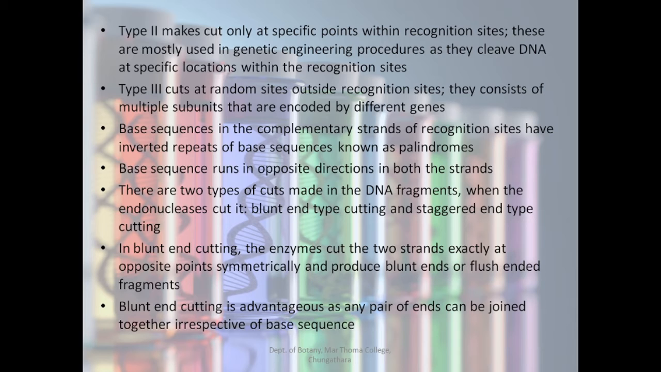As we discussed earlier, there are two types of cut made. One is blunt end cut and the other one is staggered end cut. In blunt end cutting, the enzymes cut at exactly opposite points symmetrically and produce blunt ends or flush-ended fragments. Blunt end cutting is advantageous as any pair of ends can be joined together irrespective of the base sequence. So wherever the cut is made, we can join the ends with another DNA.